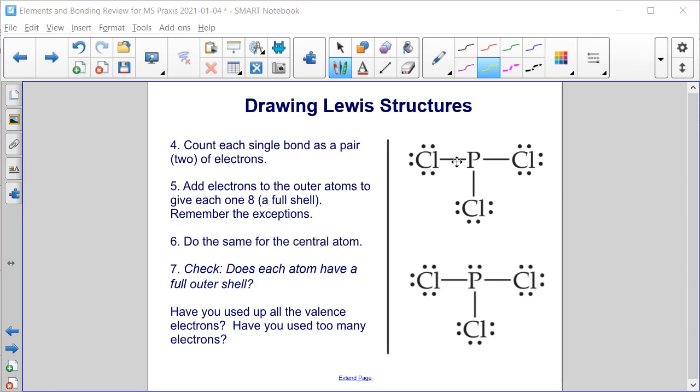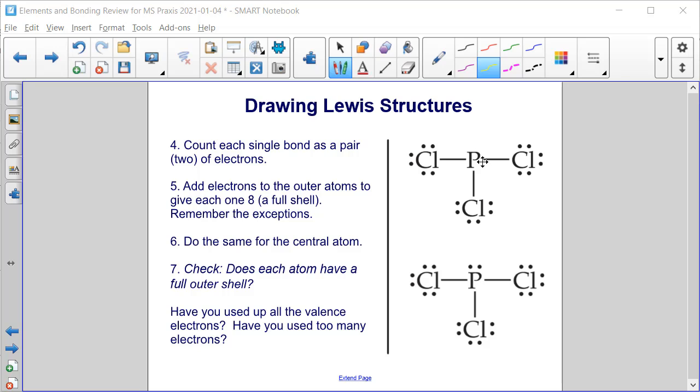So each one of these counts as 2 electrons, so 2, 4, 6 electrons are shown. Then we start with our outer atoms, and we add electrons to it to give each one 8. So this chlorine already has 2 electrons. So we have to add 6 more to get to 8. So 2, 4, 6. And I repeat that for each of the remaining chlorines. Now I do the same for the central atom.